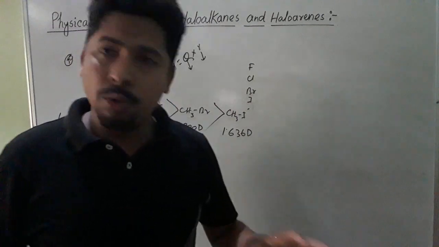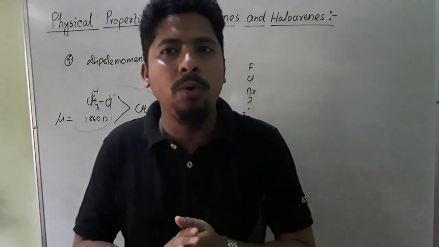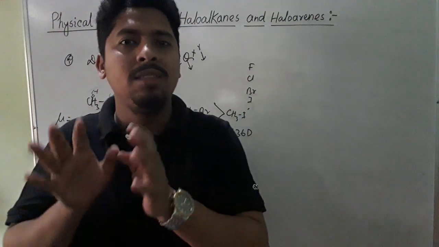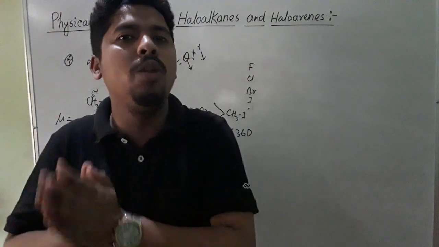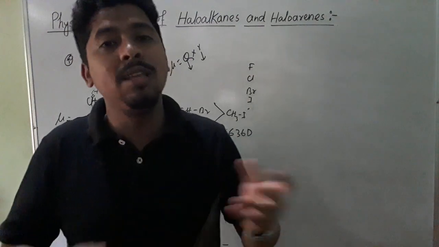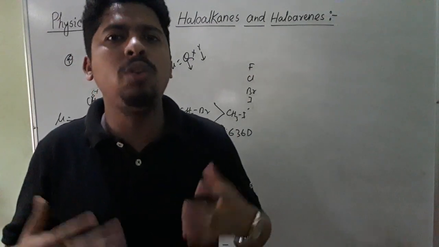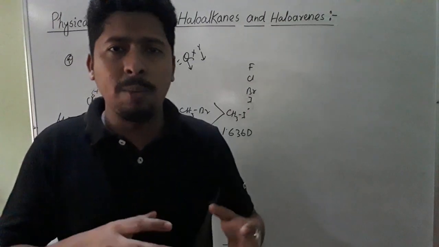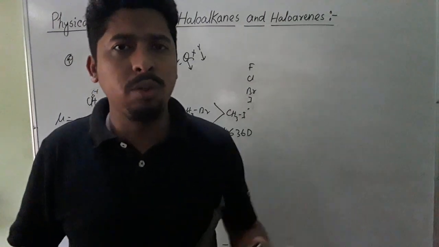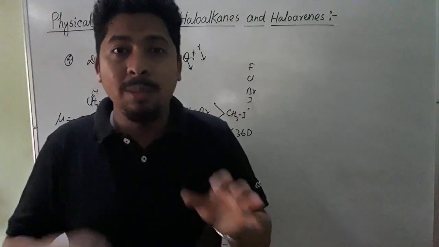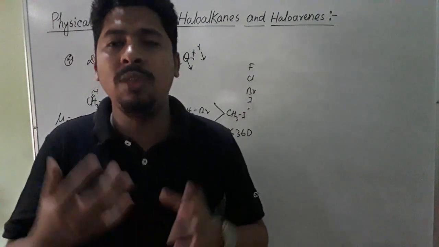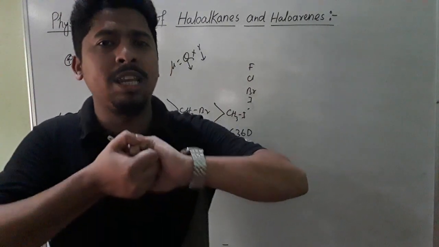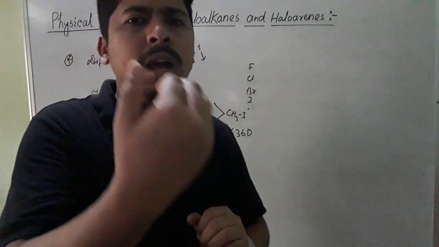So in today's class, we have discussed the physical properties of haloalkanes and haloarenes. First of all, we have seen the solubility. We have seen that haloalkane and haloarene molecules are polar molecules and they are insoluble in water. After that, we discussed boiling point and melting point. We have seen that with the increase in molecular mass, the boiling point increases because the van der Waals force of attraction increases, and the melting point depends upon symmetry. If the molecule is symmetric, it will fit into the crystal lattice more tightly, so it will have a higher melting point.